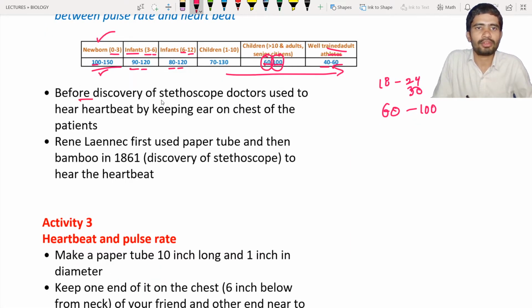So next, before the discovery of the stethoscope, what is a stethoscope? A stethoscope is nothing but a small device. It looks in this way. It is used by the doctor so that they can listen to the heartbeat of the patients.